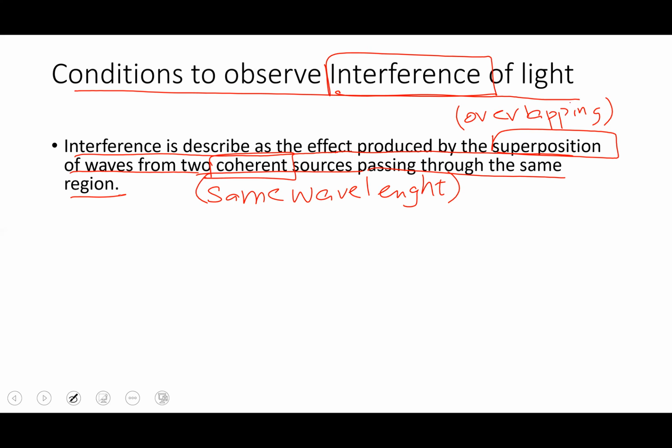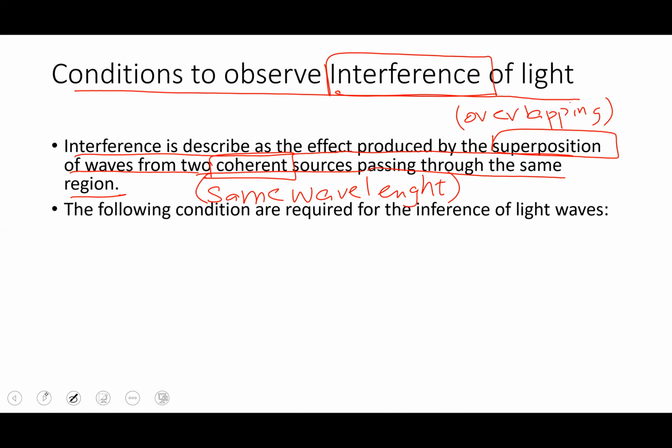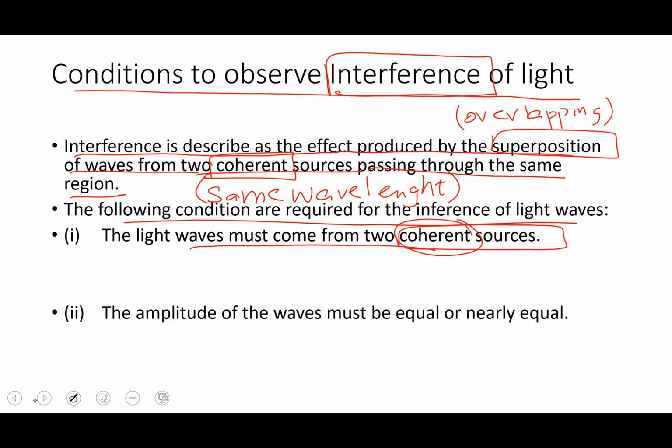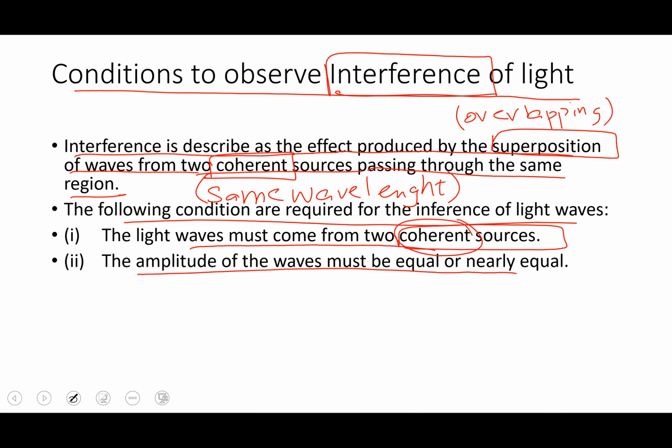Now let us see the conditions of the interference of light. The following conditions are required for interference of light waves. Number one, the light waves must come from two coherent sources. That means the sources which are sending out the light should have the same wavelength. The amplitude of the waves must be equal or nearly equal. That means the maximum distance from the mean position of the two waves should be the same.